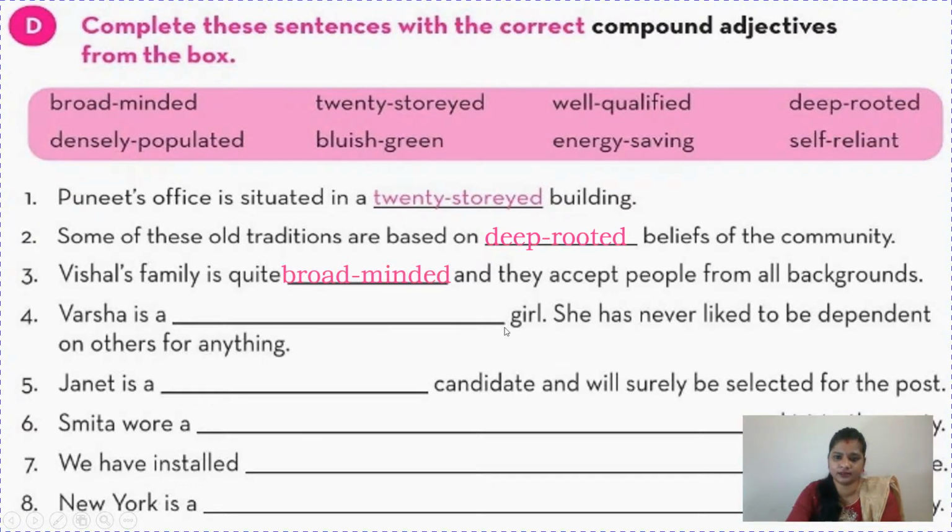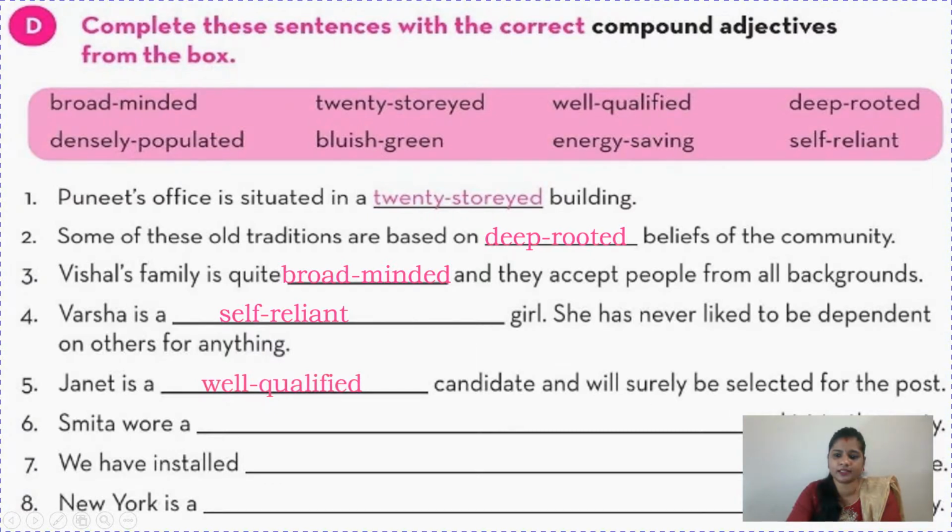Varsha is a dash girl. She has never liked to be dependent on others for anything. So children, she is an independent girl. So what does it mean? That she is a self-reliant girl. Janet is a dash candidate and will surely be selected for the post. It means Janet is a very intelligent girl. So what should we write? And she can be selected. So we can write here well-qualified.